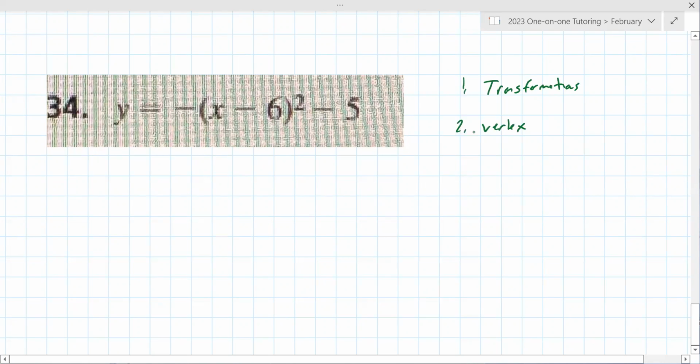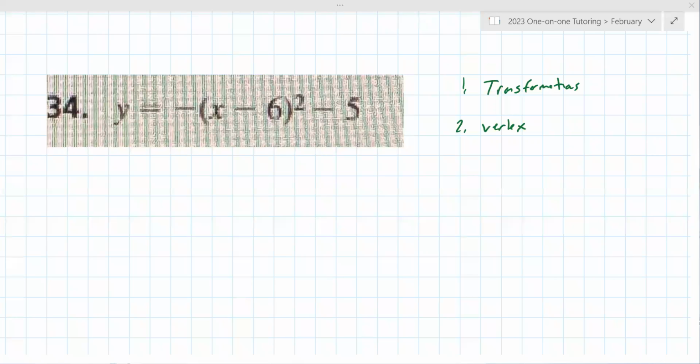Okay. So transformations: moves to the right 6. Go ahead and write them down. If you got some paper, just write them down first. Okay. And then give them to me when you're all done. Just work through this as much as you can. Stretch, down 5.